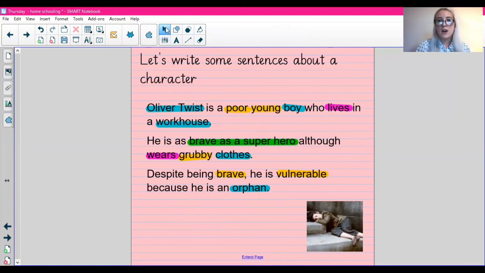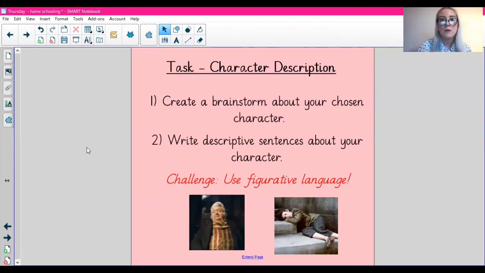So I've just had a recap on Tuesday's and Wednesday's lesson. I've written my descriptive sentences and I have identified the different word forms and the figurative language in these sentences. So not only does that show that I can write descriptive sentences, but it also shows that I understand what the different word forms are. So let's just go through that one more time.